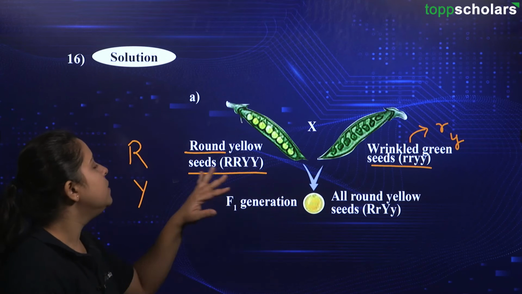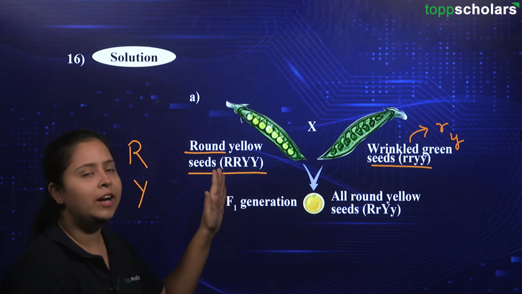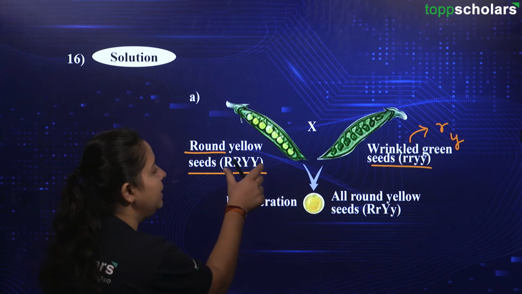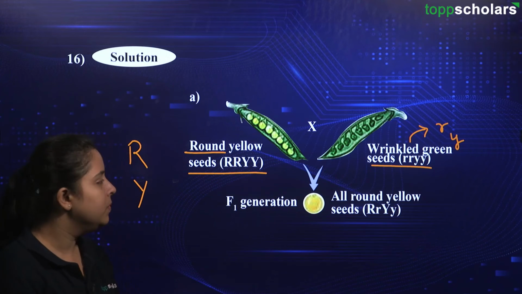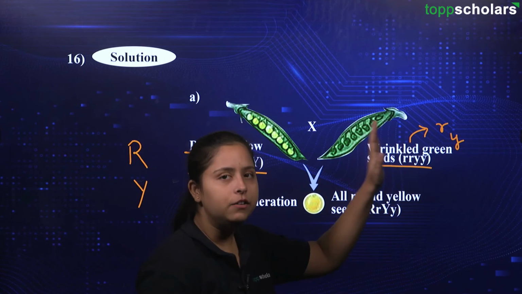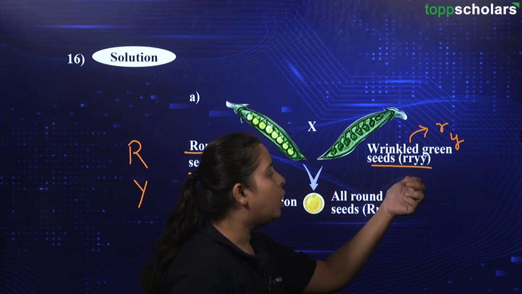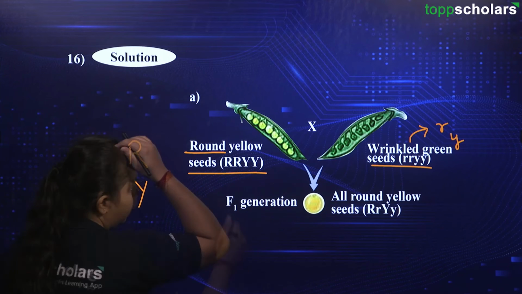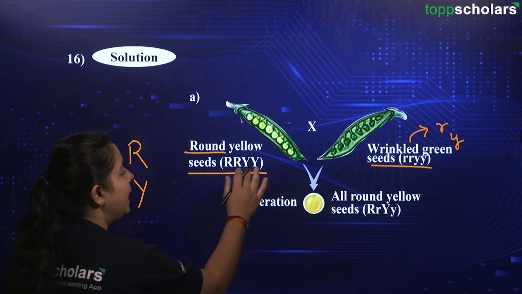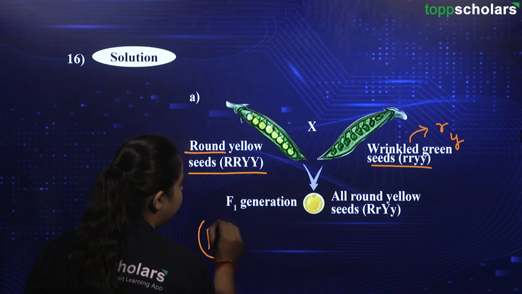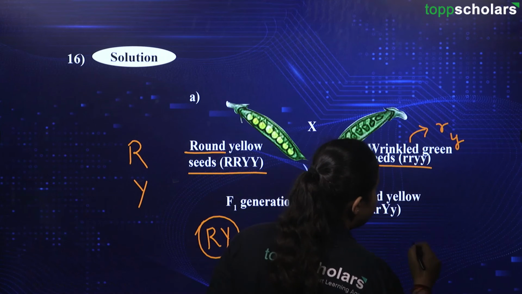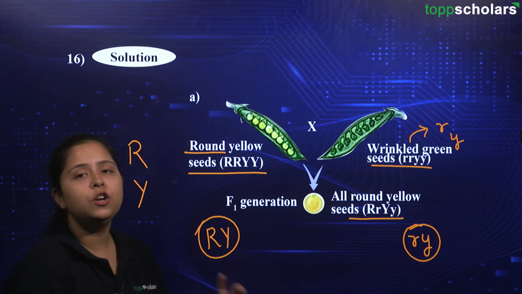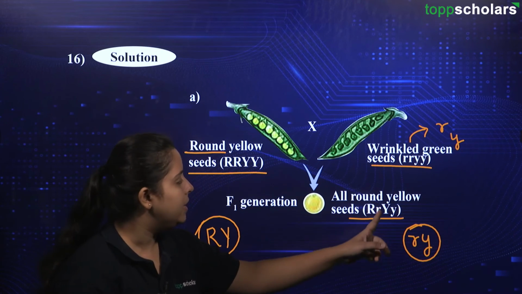So friends, this capital R, capital Y will have the phenotype of round and yellow seeds, and this part that we have written is the genotype. Similarly, over here, wrinkled and green are the phenotype, and small r, small y is the genotype. What is the F1 generation that is being formed? Over here, if you have a look at the gamete production, RY is the gamete that is being produced, and from this parent, small r, small y is the gamete that is being produced. A combination of these will give you capital R, small r, capital Y, small y.